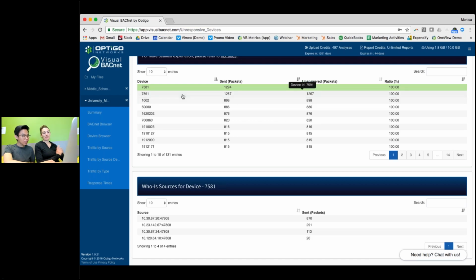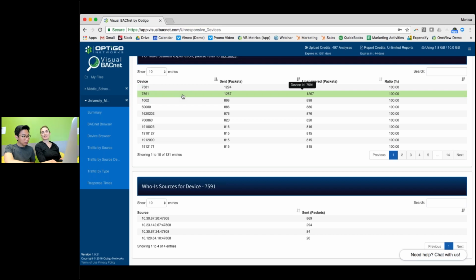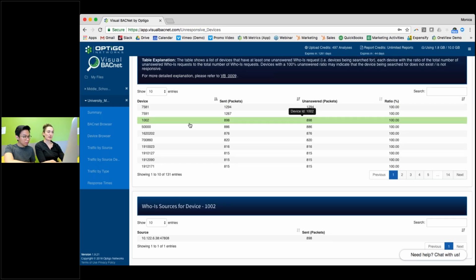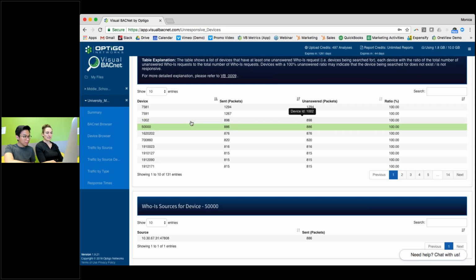That's another reason you need to have an updated device list. So you can go through and go, wait, 50,000, that device is a weird number. That shouldn't exist, for example. I don't know if that's true, but.